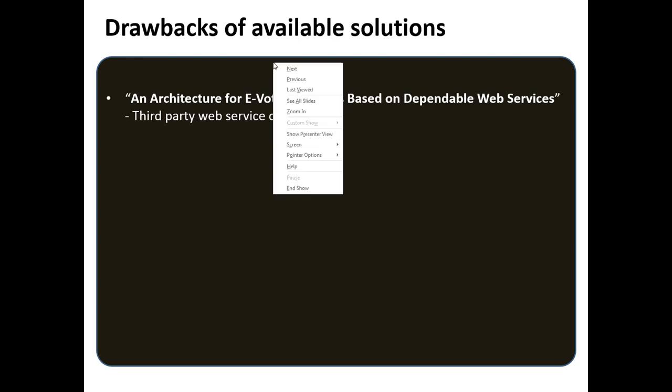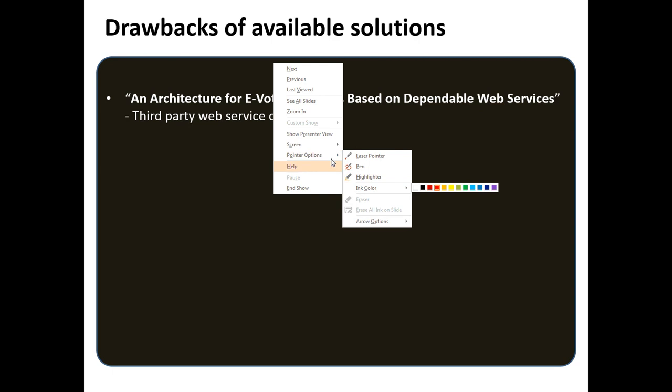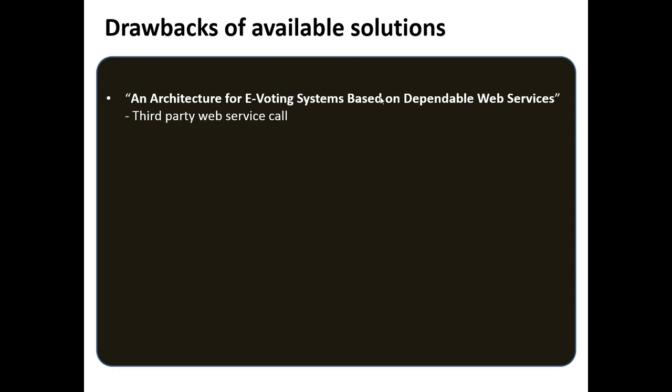One approach is the architecture for e-voting systems based on dependable web services. How this approach works is that it makes a call to third party web services for encrypting the data that you are sending from client to server. But the main disadvantage of this approach is that you are dependent on the third party web service. It's nothing in your control actually. If the third party service stops or is unavailable, your application will come down entirely. So this dependency is the disadvantage of this approach.